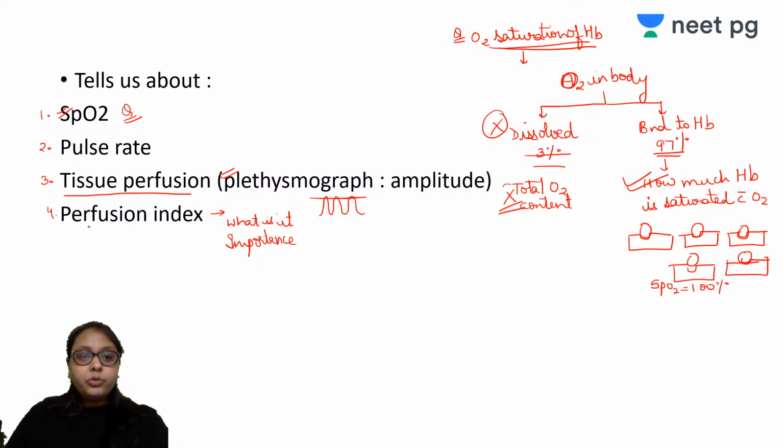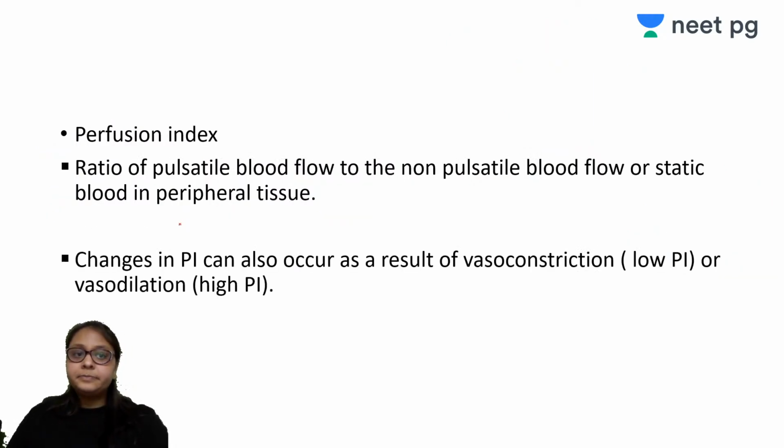Now coming to the point, what is perfusion index? Perfusion index is the ratio of pulsatile blood flow to the non-pulsatile blood flow or static blood in peripheral tissue. So the ratio of the pulsatile blood flow to non-pulsatile blood flow will tell us about the perfusion index. Now why is this perfusion index important?